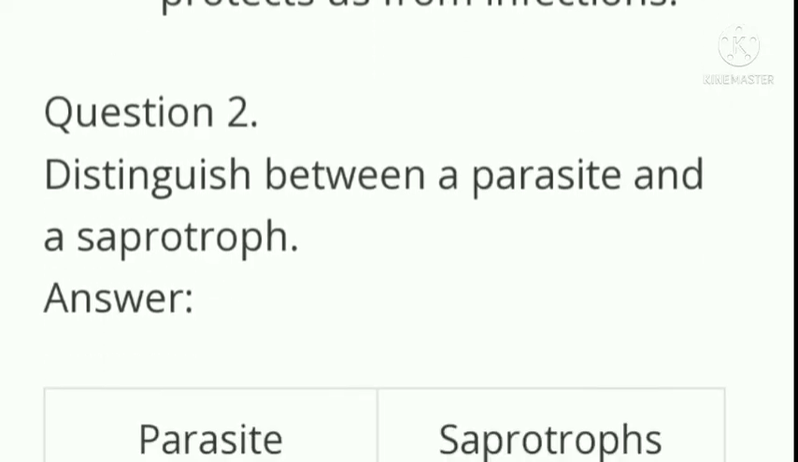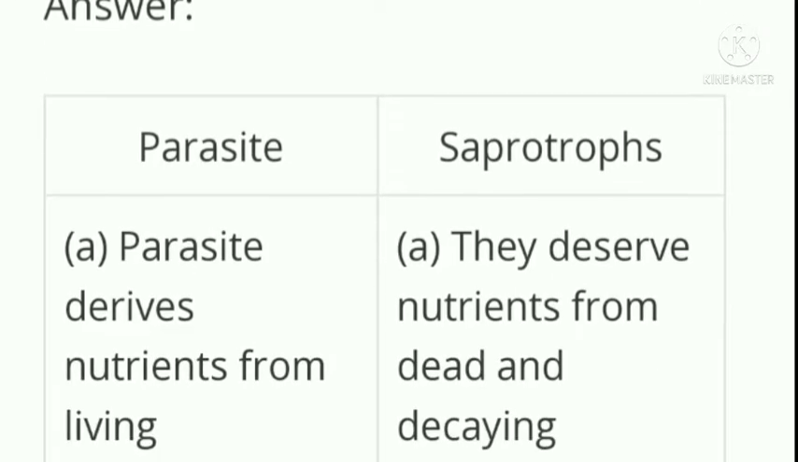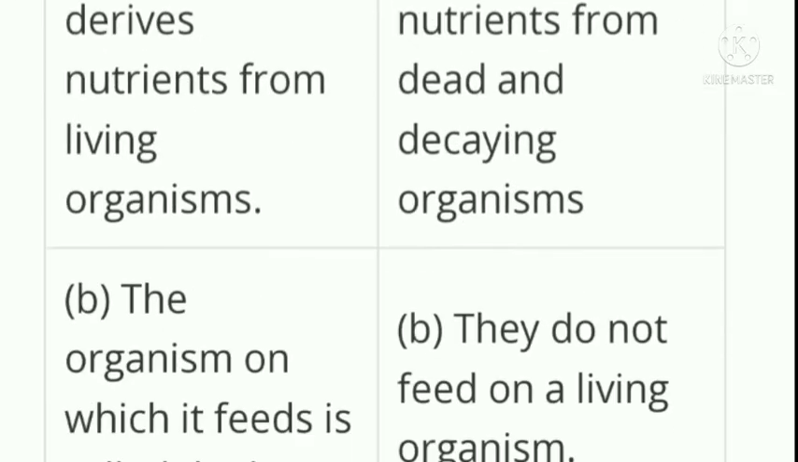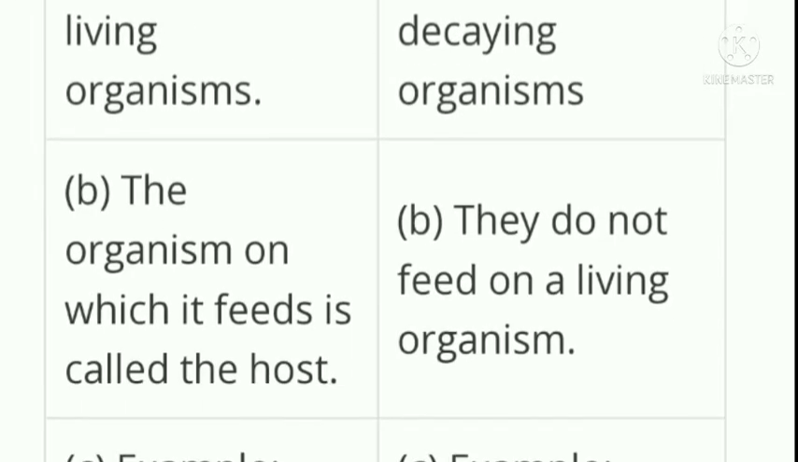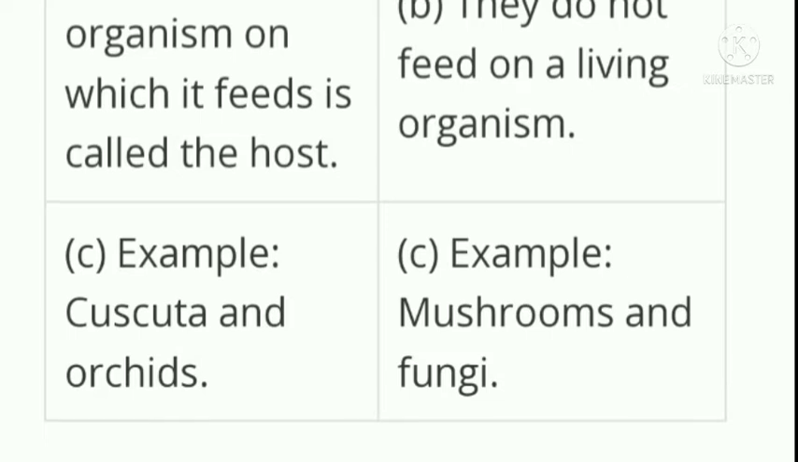Question number 2. Distinguish between a parasite and a saprotroph. Answer. Parasite derives nutrition from living organisms. Saprophytes derive nutrition from dead and decaying organisms. The organism on which a parasite feeds is called the host. They do not feed on the living organisms. Example for parasite: cuscuta and orchids. For saprophyte, mushroom and fungi.